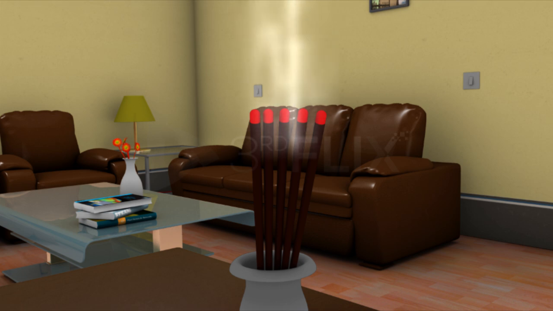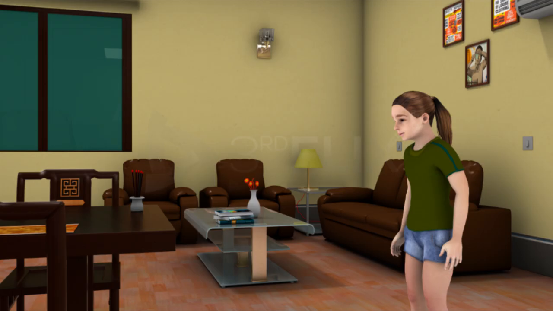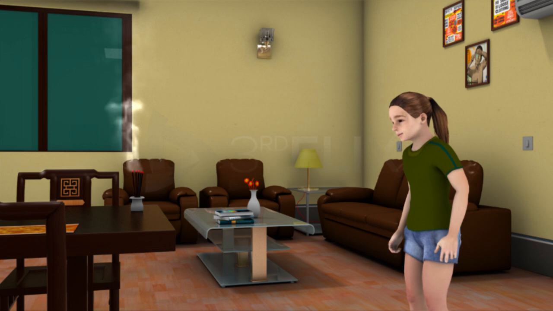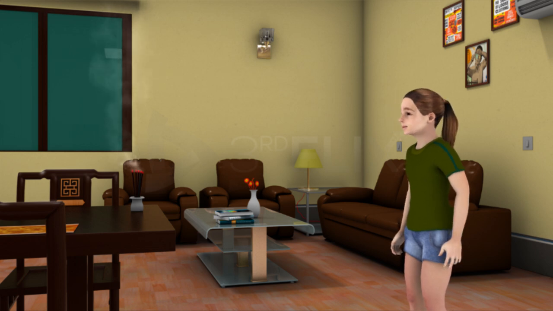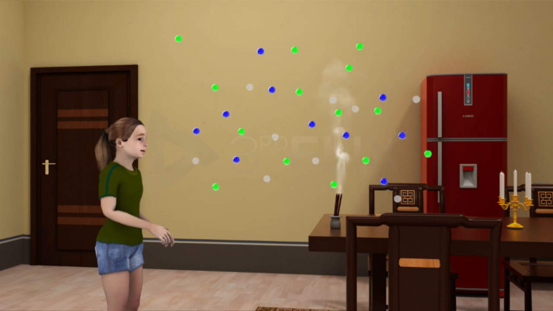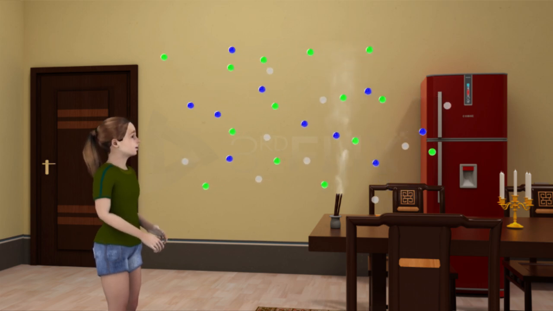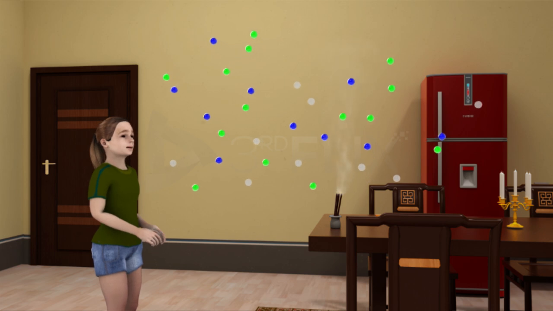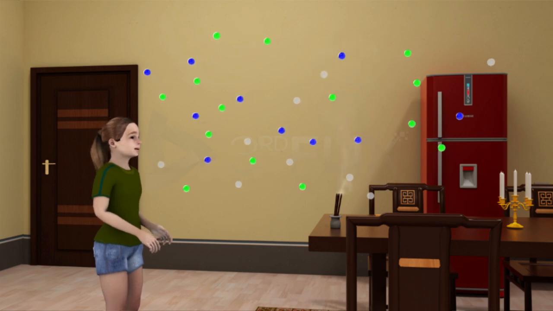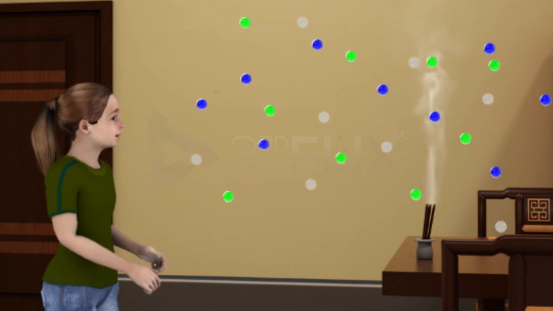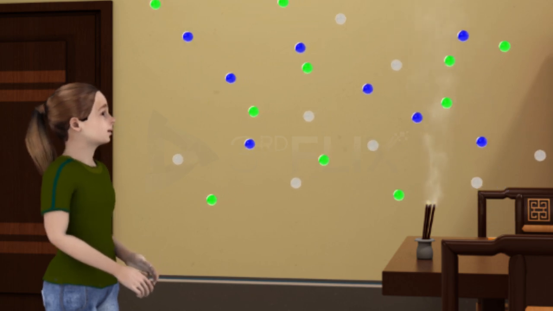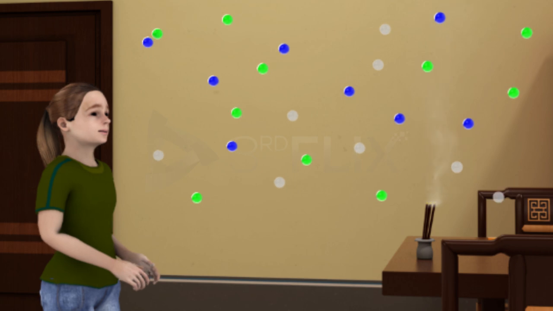This indicates that the scent particles in the form of vapor or smoke are moving continuously in the direction of wind by mixing with air. This process of intermixing of two or more gases spontaneously is called diffusion. From this activity, we can conclude that particles of matter are continuously moving.